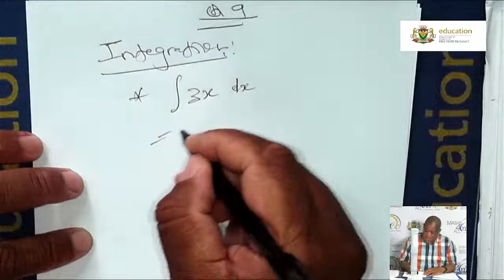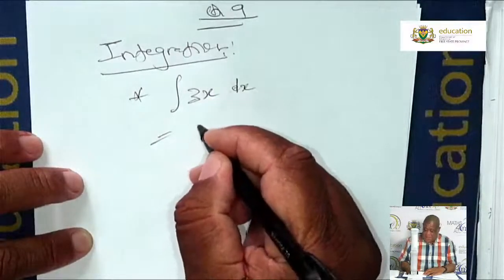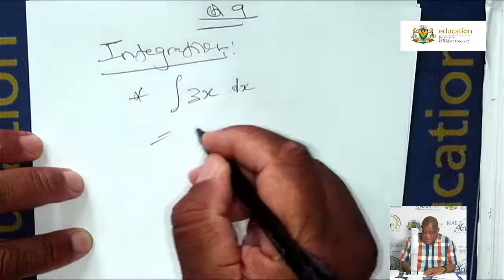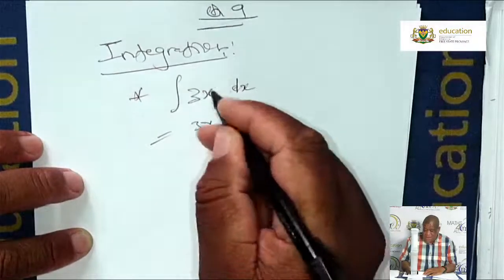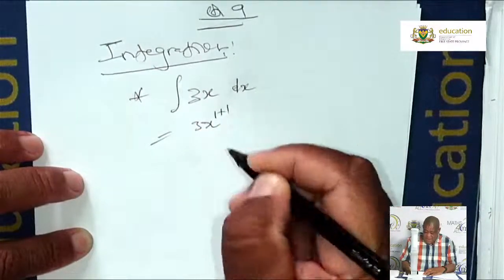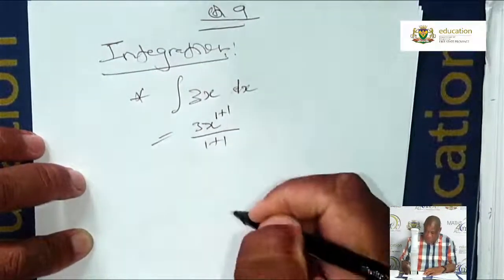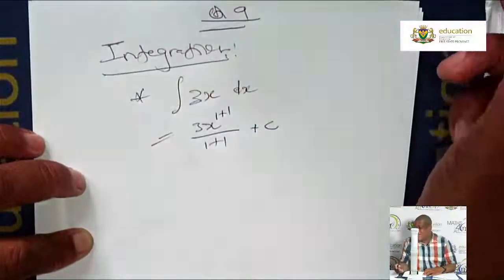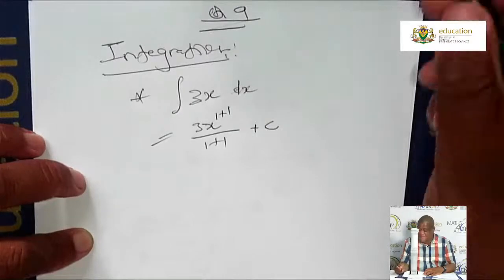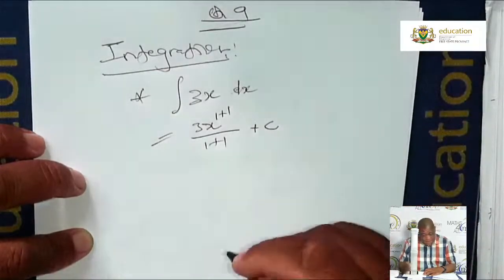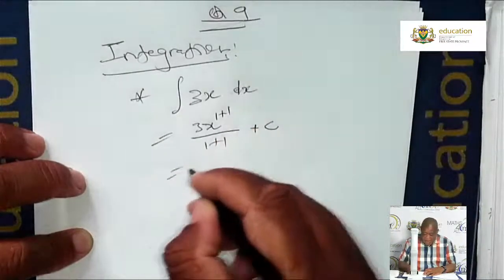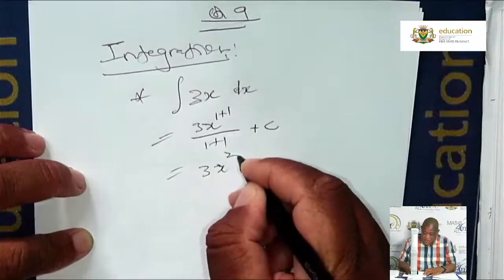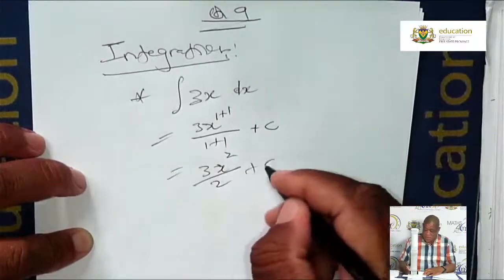In other words, to get the answer to this one, we take the 3x, whose power is of course 1. We add 1 over 1 plus 1. But the key thing there is we just have to put plus c. And once we say plus c, there is a mark for that. And this answer will then be 3x squared all over 2 plus c.